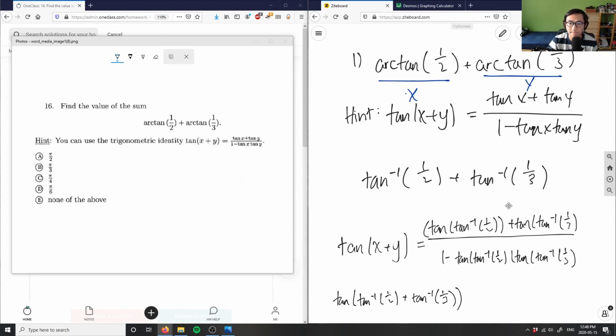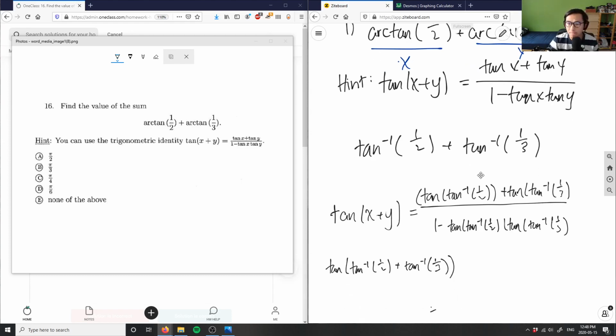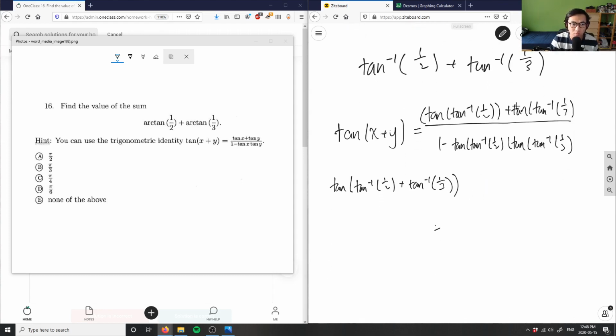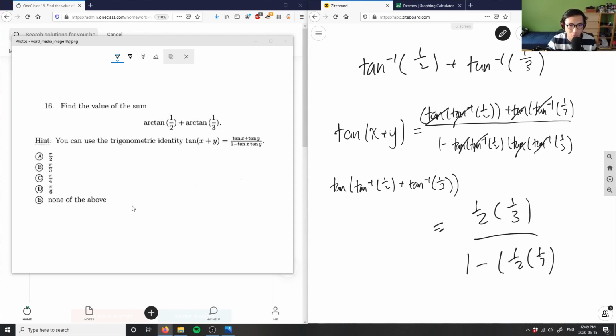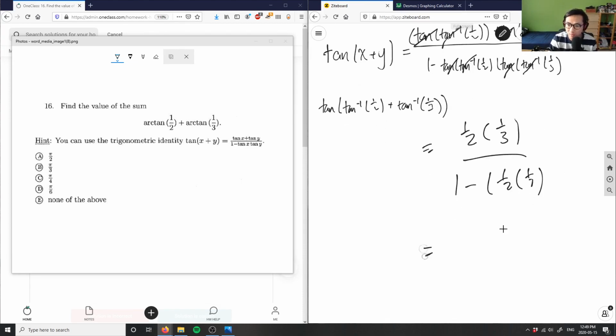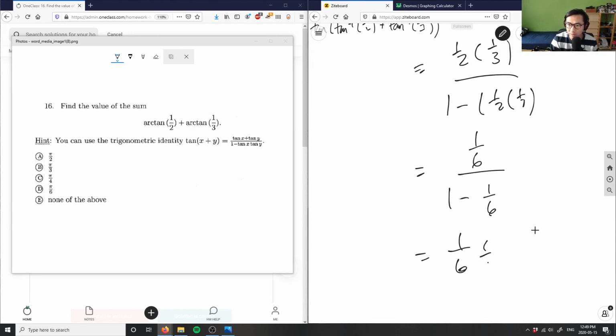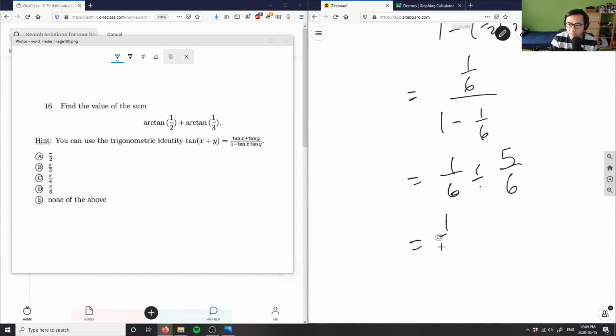Let's see here. I want to find the value of the sum of these two numbers. So let's see. This is going to equal, again, I don't know how I can get this pi over 2 here, because these two guys cancel out, these cancel out. So I have half times 1 over 3 over 1 minus half times 1 over 3, which does not give me any pi. So this would be 1 over 6 divided by 1 minus 1 over 6, which is 1 over 6 divided by 5 over 6, which is 1 over 6 times 6 over 5. These cancel out, which equals 1 over 5.